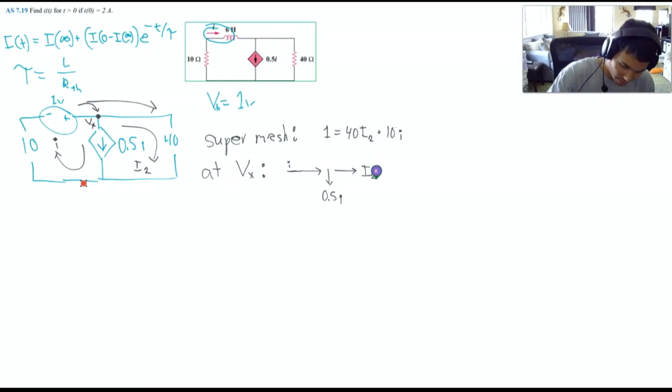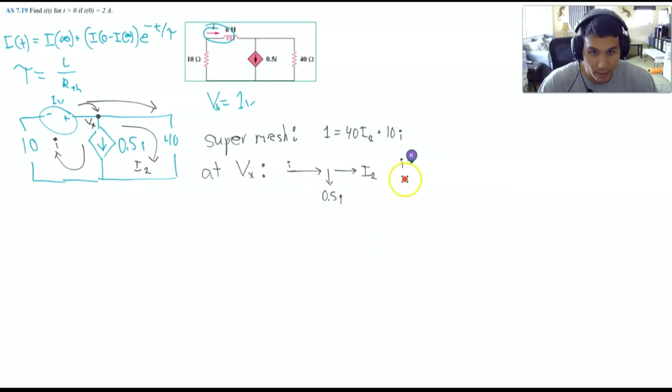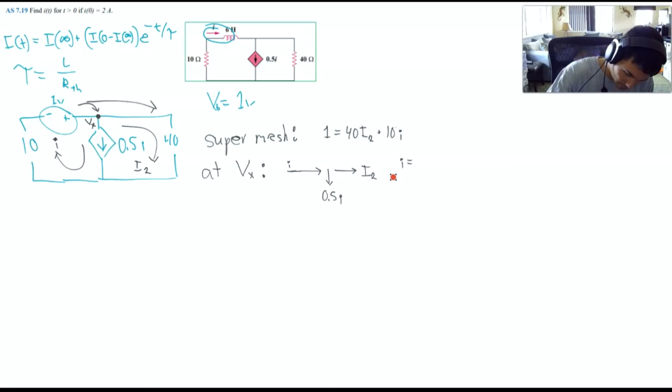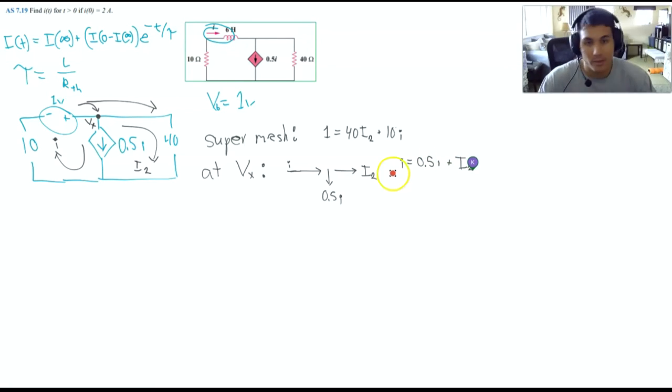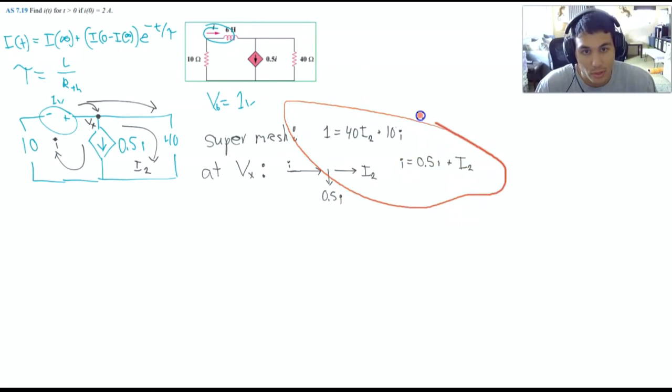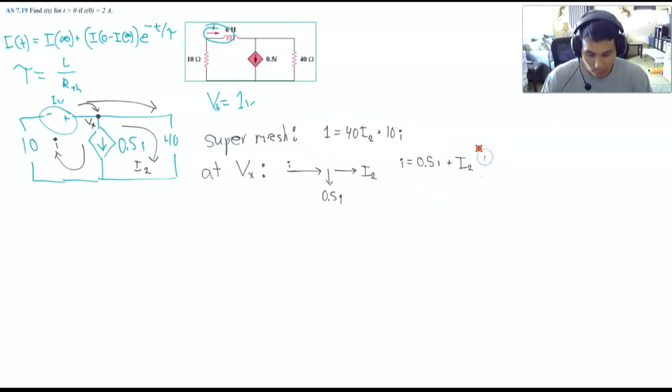So in other words, this will be the in, and then this side will be the out. So in is equal to out. That's the rule for Kirchhoff's current law: i equals 0.5i plus I2. Now this is good because we can use this. We have two equations, two unknowns, and we can now solve.